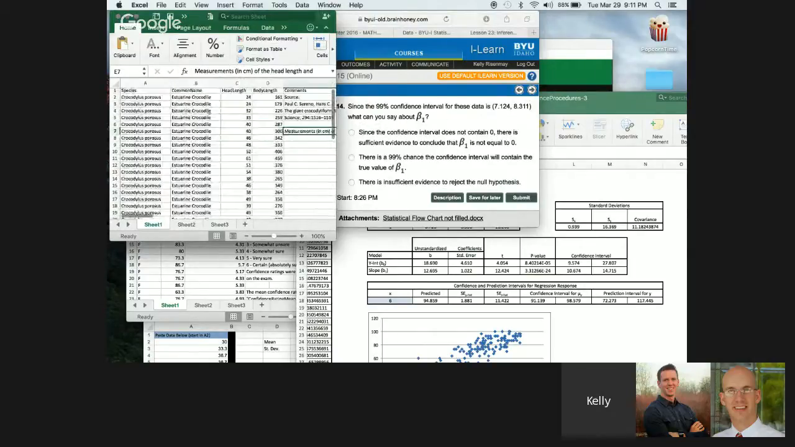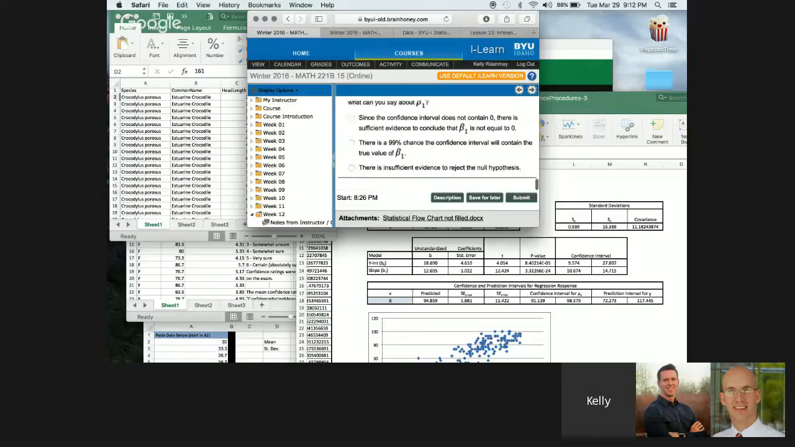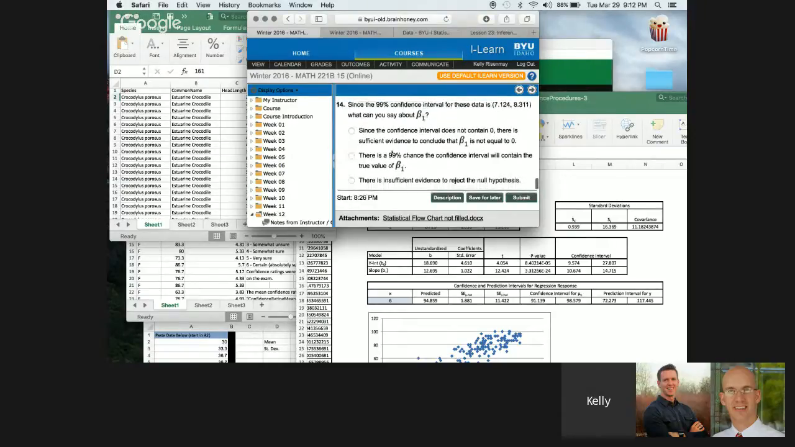All right, for number 14, I'll read it. Since the 99% confidence interval for these data is whatever, what can you say about B1? There's only three choices, either A or B, right? Oh, you said B. Sorry. Yeah, I think it's B. Yeah, that sounds right.